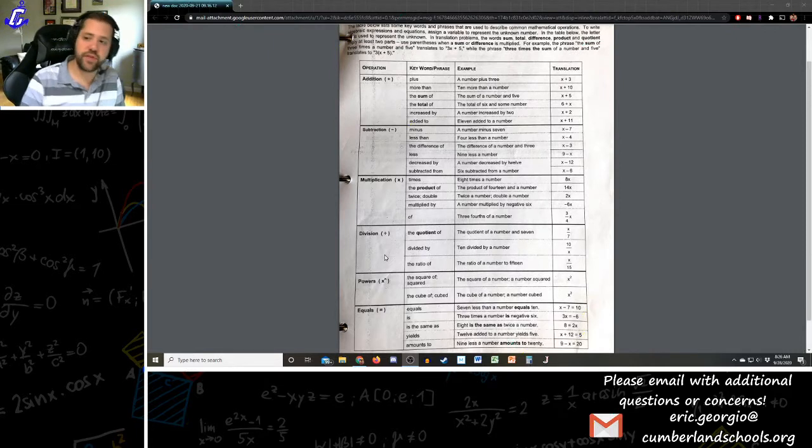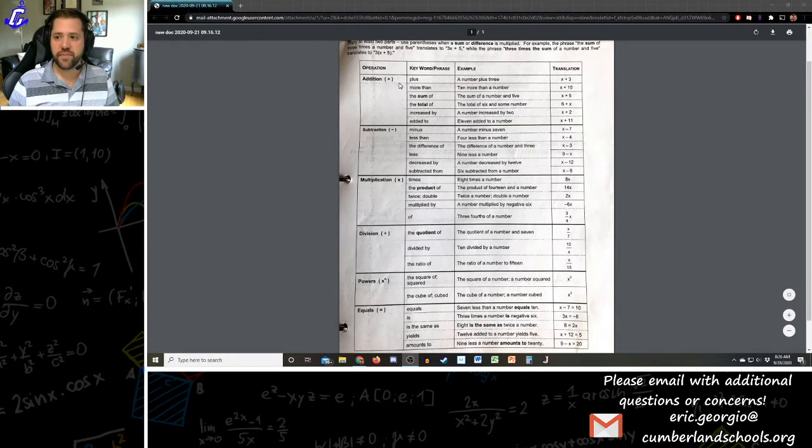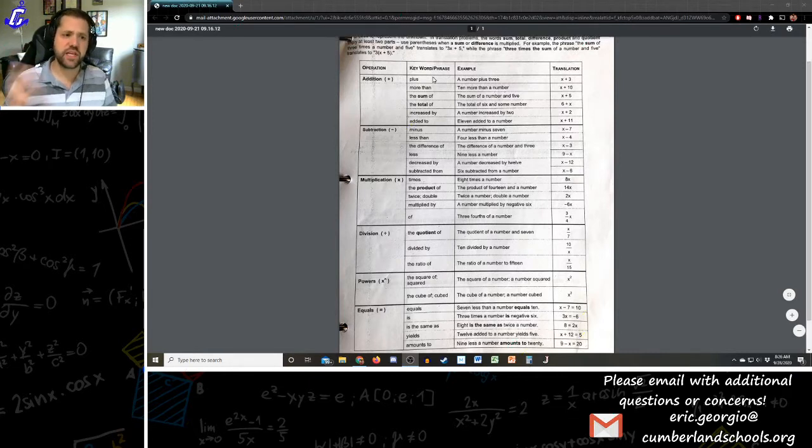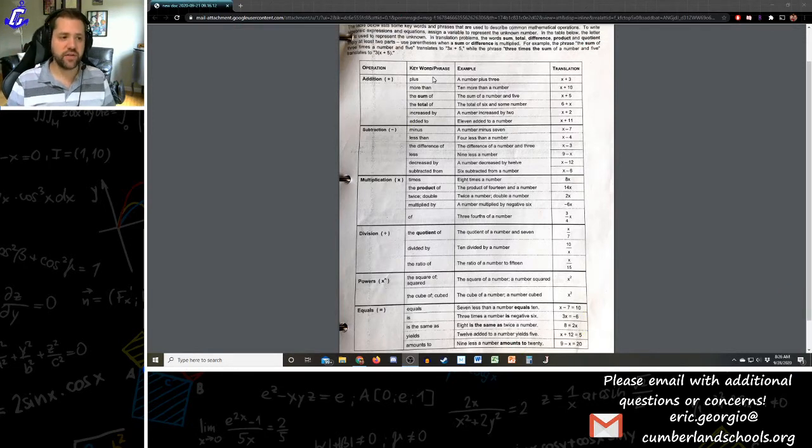When we're going through these types of problems, what you really want to do is look for key words and key phrases, okay? When you see stuff like plus, more than, the sum of, the total of, increase by, added to, all of those keywords and more, that there could be others, all of these keywords indicate that we're probably going to be adding things together, right? Like 3 more than something, for example, would mean we're going to do 3 plus something, okay?